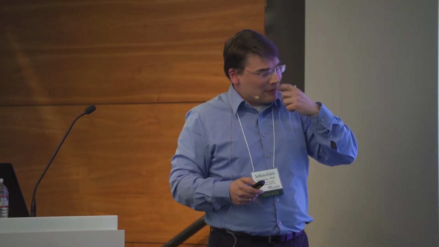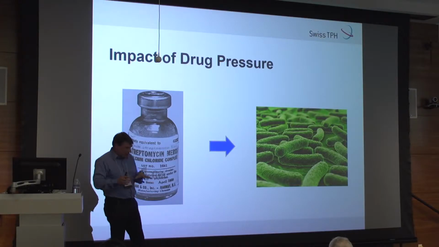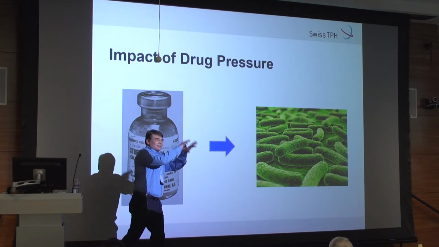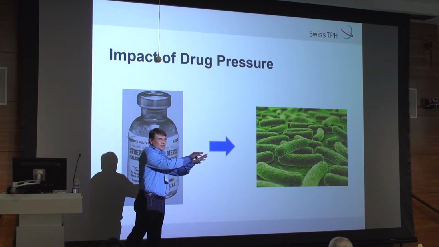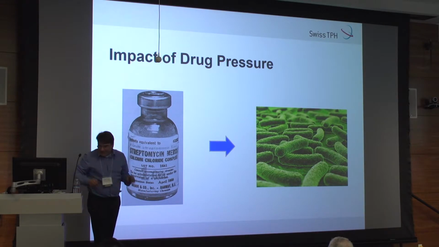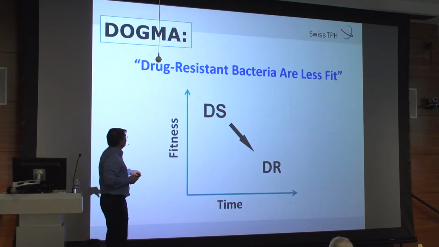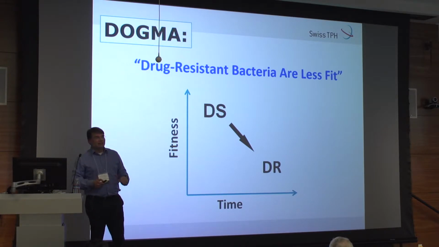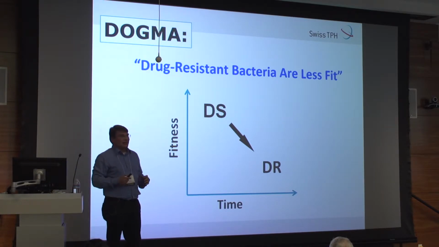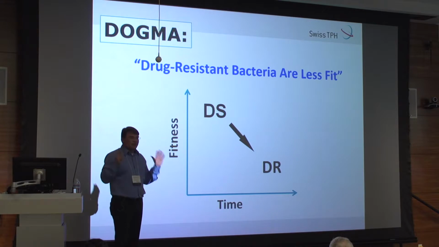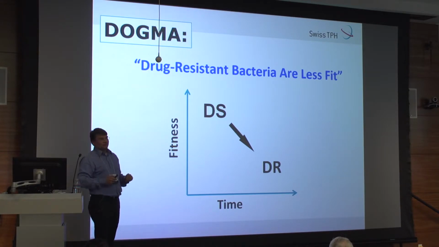Let me now move to the second part of my presentation, which is about drugs. So how do drugs impact on the diversity of Mycobacterium tuberculosis? And here again, there's a dogma, which I encountered when I started to work in TB, which is this one. So drug-resistant bacteria are less fit, less virulent, less transmissible.